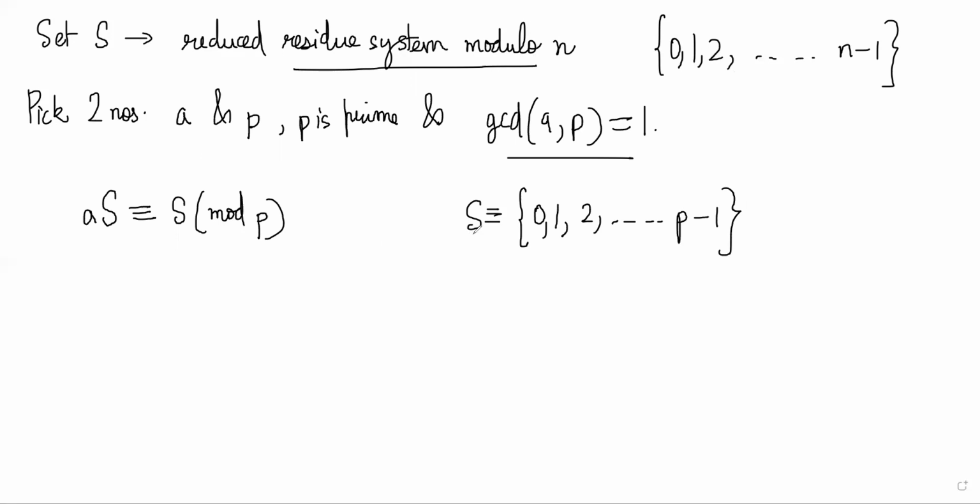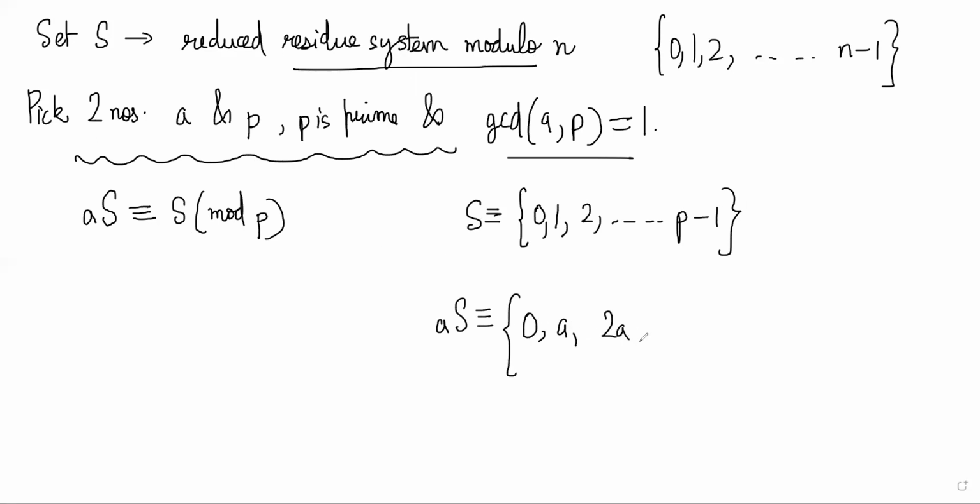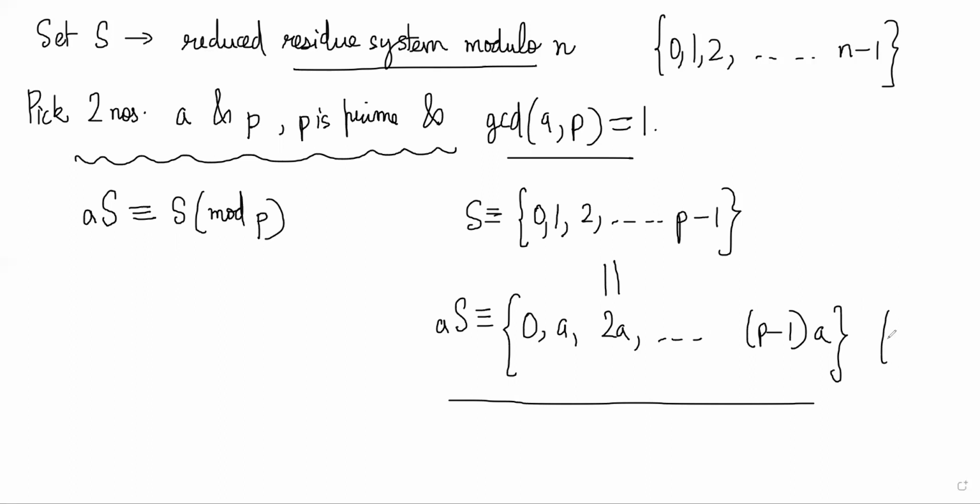So what does this mean? If we construct a new set A times S, that set will be 0, A, 2A till P minus 1 times A. What we want to say is that this set is equal to the set S if you do mod P. Why will that happen? We can prove this, but first let's understand how.